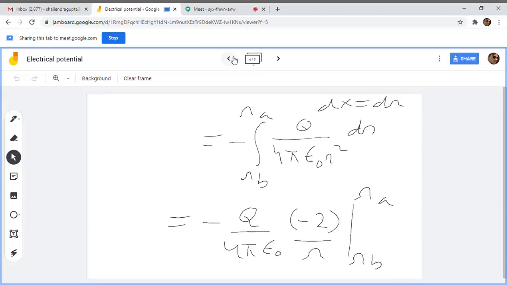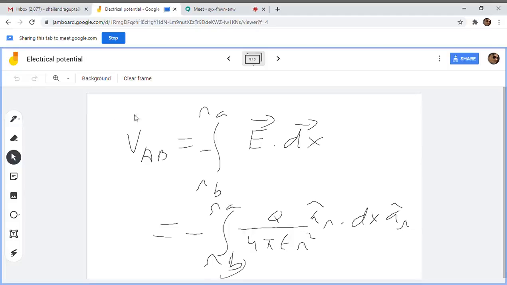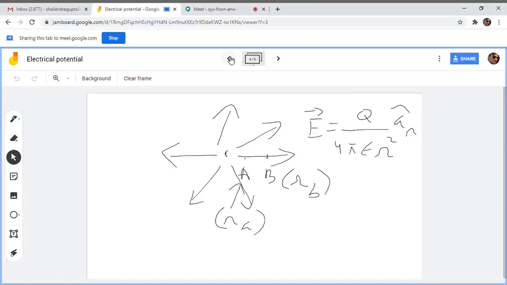Actually, what we have done, we have calculated this VAB. Okay, and this VAB is the work done by an external force in bringing a charge. You must be understanding this. So, what is the potential difference between these 2 points? Let us say VAB. VAB is the amount of work that an external force has to do in bringing a charge that is placed at B to A.